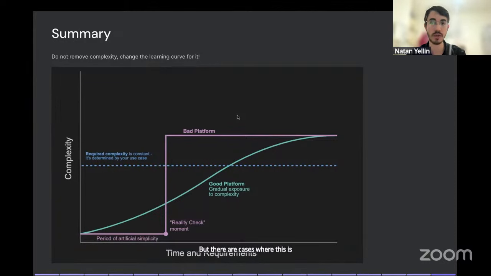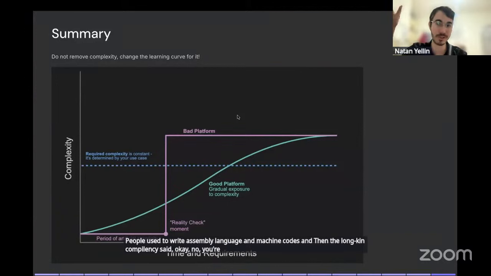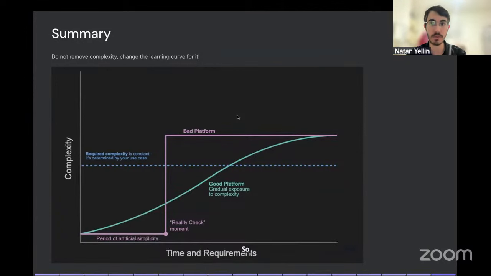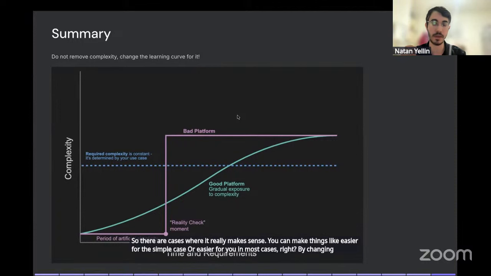So I'll give you an example, Manish. The best example of this is a compiler. People used to write assembly language and machine code, and then along came compilers. They said, okay, no, you're going to write C, and it's a whole different terminology, a whole different set of nouns. So there are cases where it really makes sense. You can make things easier for the simple case, or easier for even most cases, by changing the requirements and by giving a different set of abstractions.